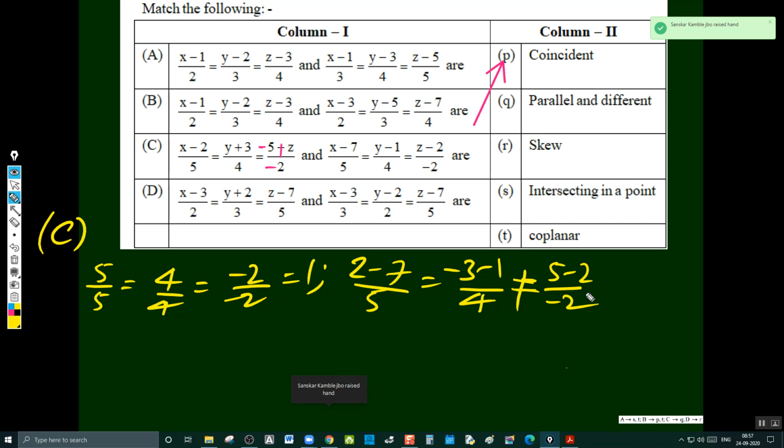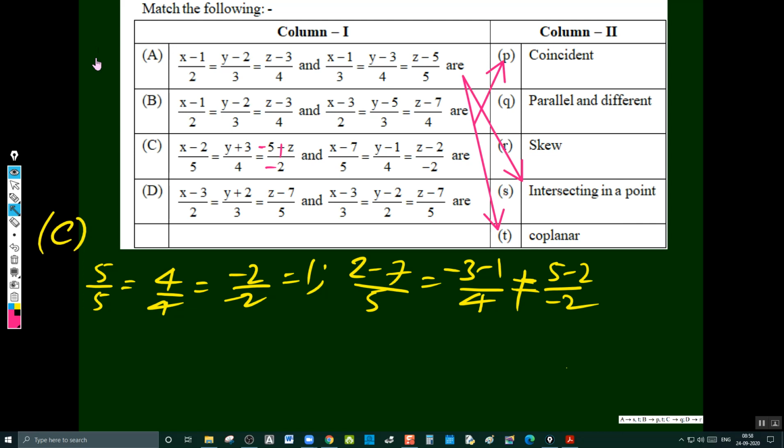Yeah, Sanskar, that is 3 by minus 2, minus 3 by 2. Sanskar asks about the first option: if they are intersecting, they should be coplanar also, no? Obviously, they are coplanar also. That means you must have two options, that's what you are saying. One is intersecting, the other one is coplanar also applies. If they are intersecting, definitely they are coplanar, no doubt in that.